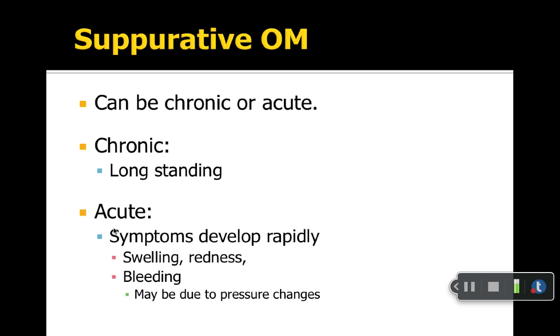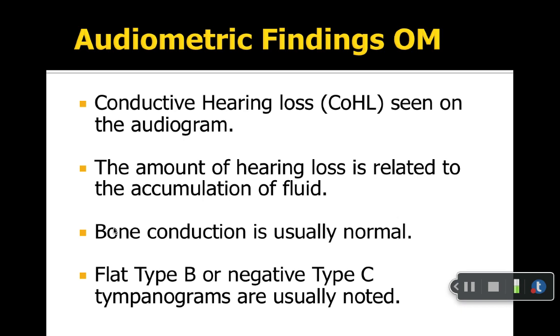Ear infections may be chronic or they may be acute. So a chronic ear infection is one that's around for a long time. An acute one comes on rapidly with swelling and redness and bleeding. It comes on faster, then it goes away.